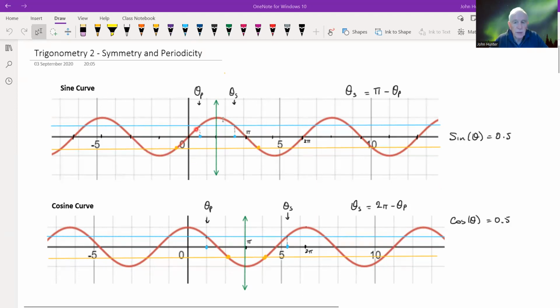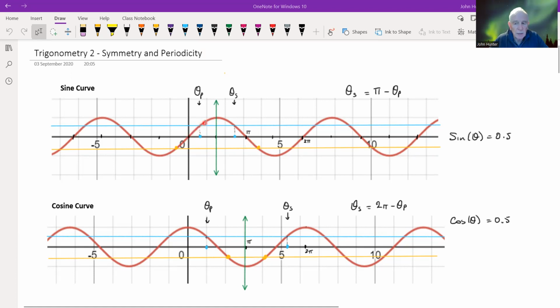So this red line is the sine curve. These axes, we've got theta going horizontally, and let's call it y going vertically. So the value of sine theta is mapped out by this red line. Now, you may well be familiar with the least part of this, as sine of 0 is 0.